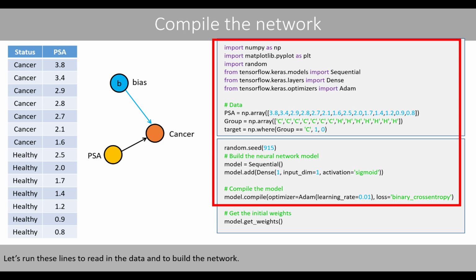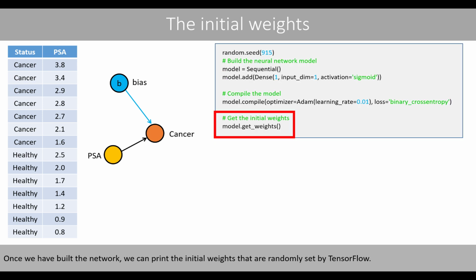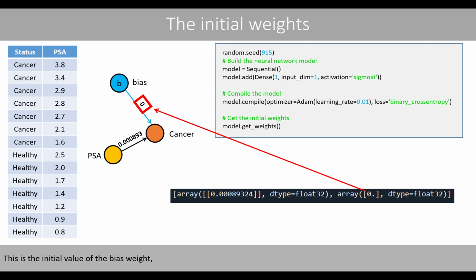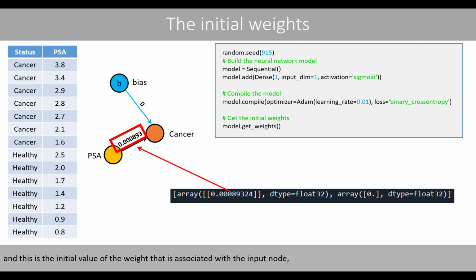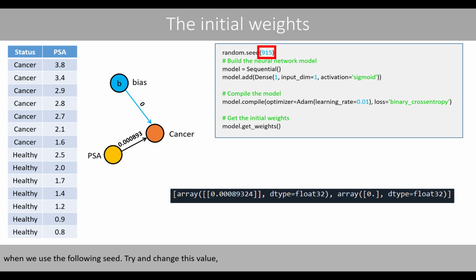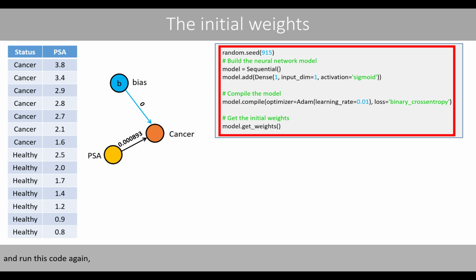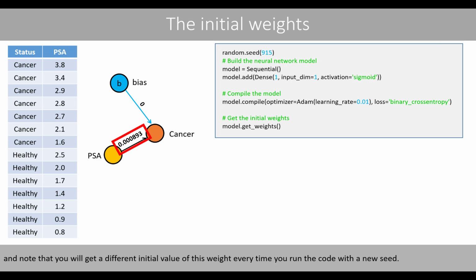Let's run these lines to read in the data and to build the network. Once we have built the network, we can print the initial weights that are randomly set by TensorFlow. This is the initial value of the bias weight. And this is the initial value of the weight that is associated with the input node when we use the following seed. Try and change this value and run the code again. And note that you will get a different initial value of this weight every time you run the code with a new seed.